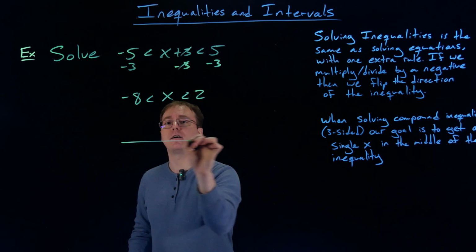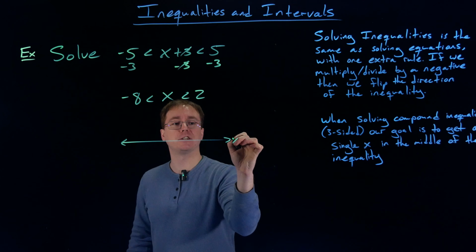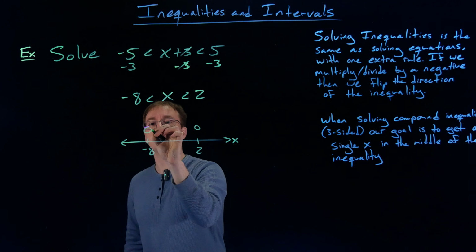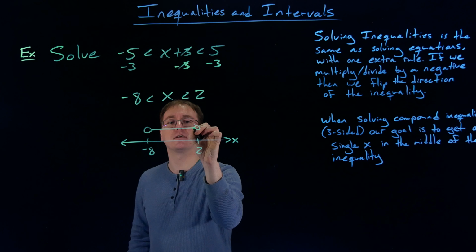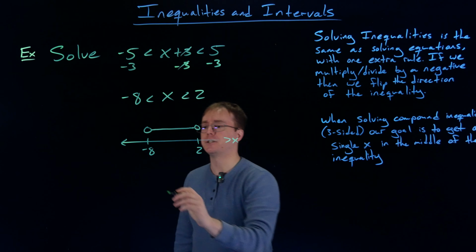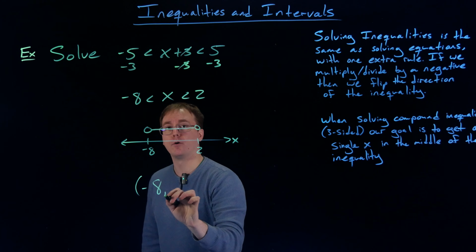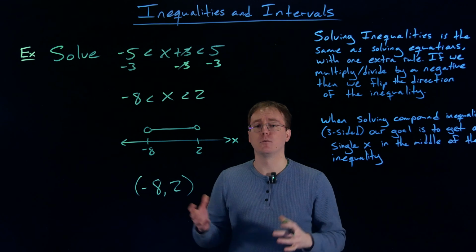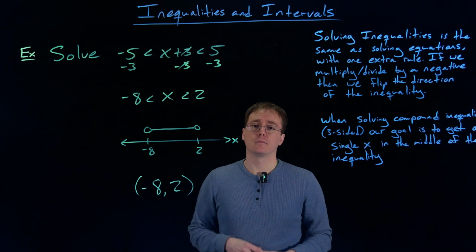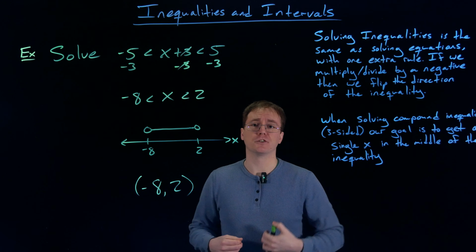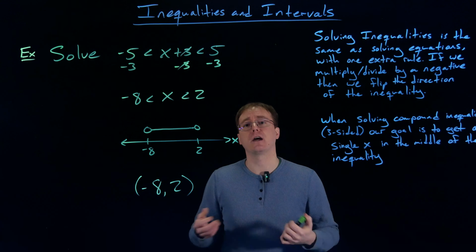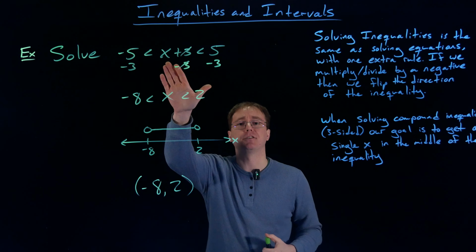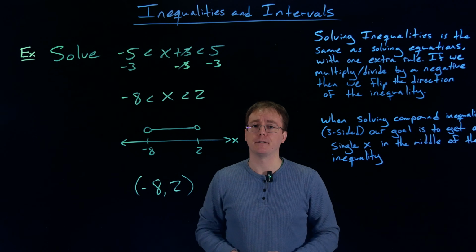We can also describe that on the number line by visualizing our x values from negative 8 to positive 2, not including either endpoint, but including all the x values in between them. Or we can use interval notation, in which case this would look like the open interval from negative 8 to positive 2, using parentheses for both endpoints because we do not include the endpoints. So the thing to remember when solving these compound inequalities, you're still using all the same algebra techniques as you were with your other inequalities or equations, but now we have to really just focus on getting that single x by itself in the middle of the compound inequality.